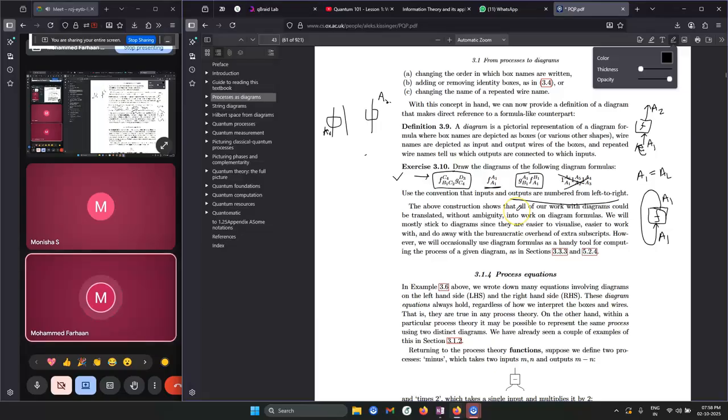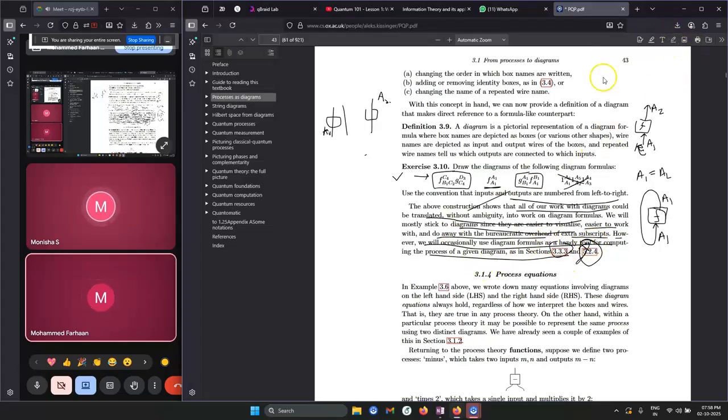The above construction shows that all of our work with diagrams could be translated without ambiguity into work on diagram formulas. We will mostly stick to diagrams since they're easy to visualize, easier to work with, and do away with the bureaucratic overhead of extra subscripts. However, we will occasionally use diagram formulas as a handy tool for computing the process of a given diagram in the following sections, which we will see later anyway. So check it out if you like. Otherwise, no need. We'll come to it eventually.